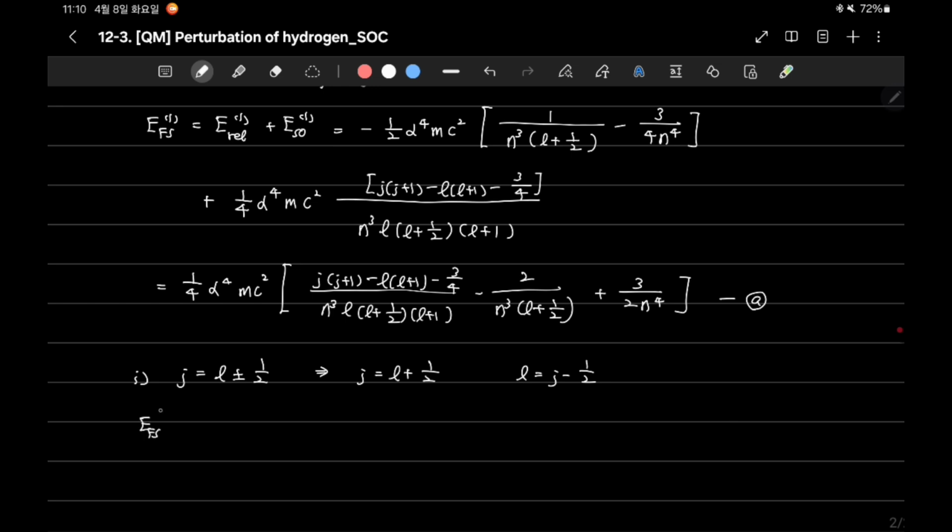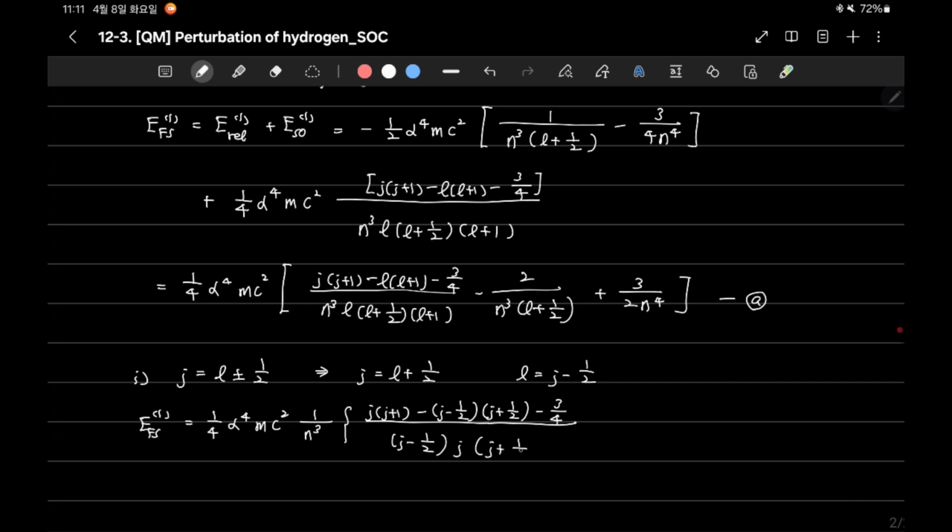Then this fine structure first order case is that it makes that 1/4 alpha to the 4 mc square and 1 over n cube, then j plus 1, and L is that j minus 1/2, and also L plus 1 is that the j plus 1/2 minus 3/4, and L is that j minus 1/2, and L plus 1/2 is j, and the L plus 1 is j plus 1/2, and minus 2 over L plus 1/2 is j, and plus 3 to n.